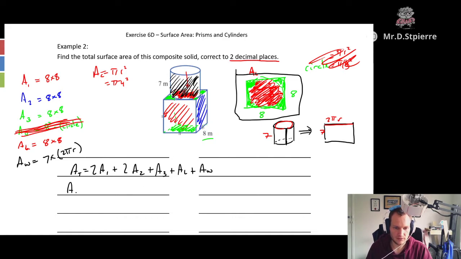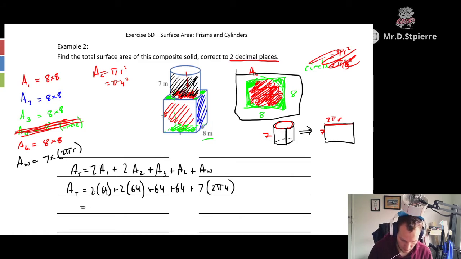So we can find our area total is equal to 2 by 8 by 8 is 64, plus 2 by 64, plus 64 plus 64, plus the area of the wrap, which is 7 times by 2 pi 4. So we get 64, 1, 2, 3.